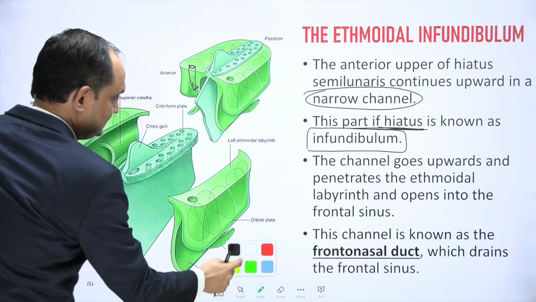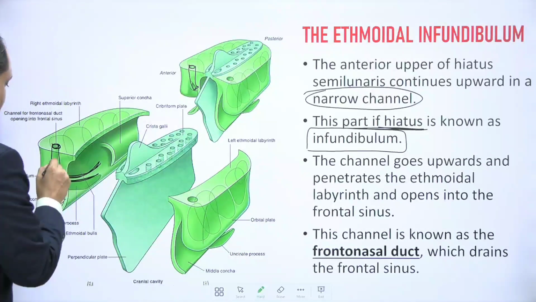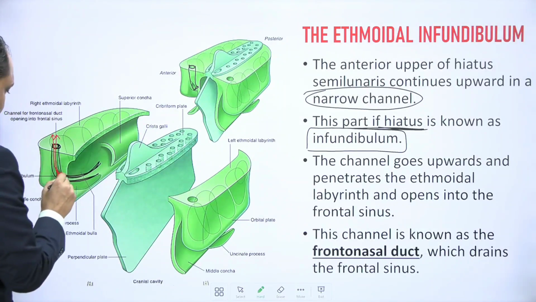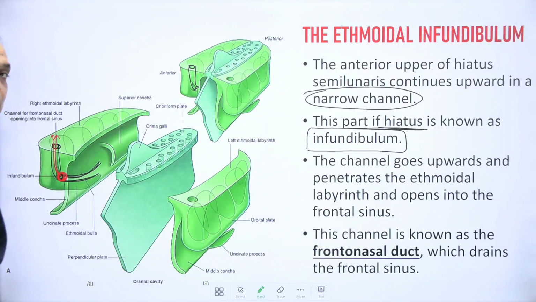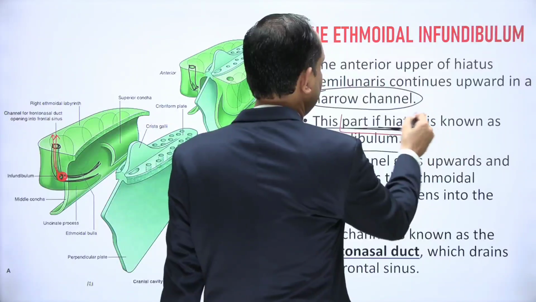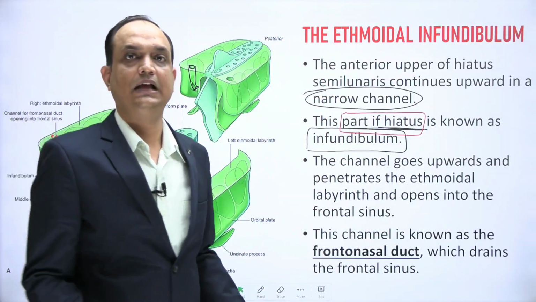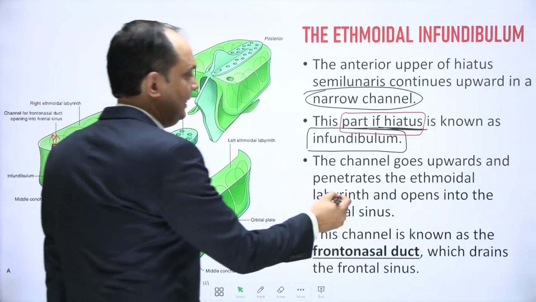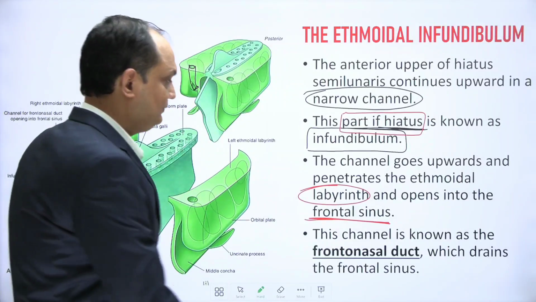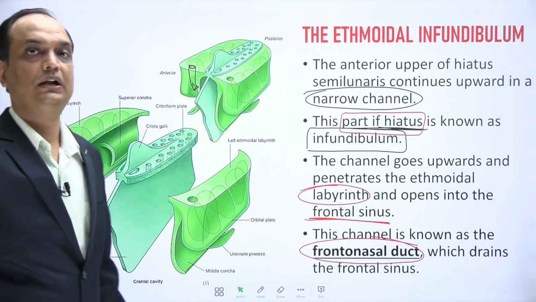So when you see this area, you will find the opening here, and from this opening a duct or a channel is starting. This point of the starting area is known as infundibulum. So what is infundibulum? Infundibulum is the part of your hiatus semilunaris from where a narrow channel starts, and that channel ascends through the labyrinth and ultimately opens into the frontal sinus. That's why this channel is known as frontonasal duct, which drains the frontal air sinuses.